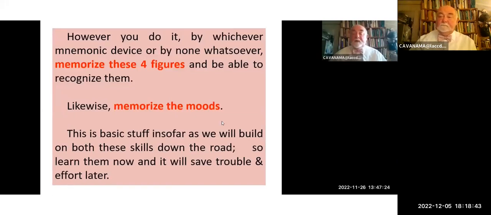However you do it, by whichever mnemonic device or not, memorize these four figures, because these are going to have to come trippingly off the tongue. You're going to need to recognize them. You're not going to be able to do the Venn diagrams, and of course, that is a key test for validity, unless you know figure and mood. Memorize the moods, memorize the figures. It'll save you some trouble and effort later.